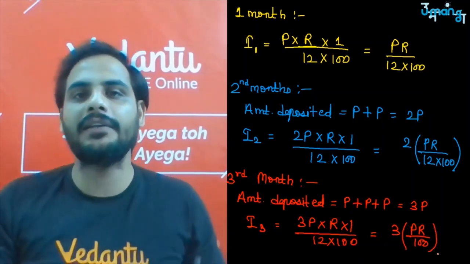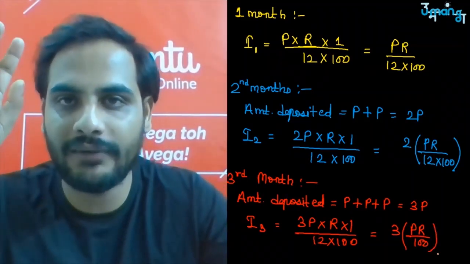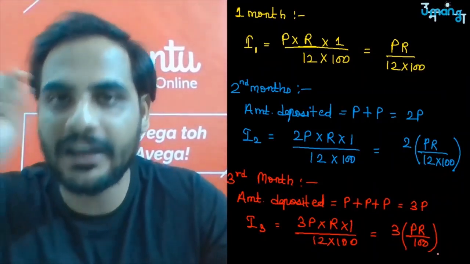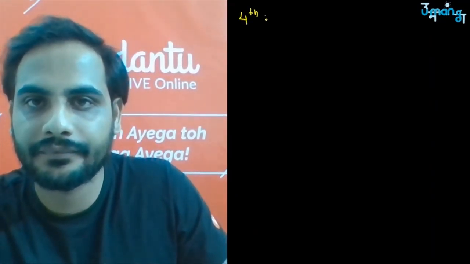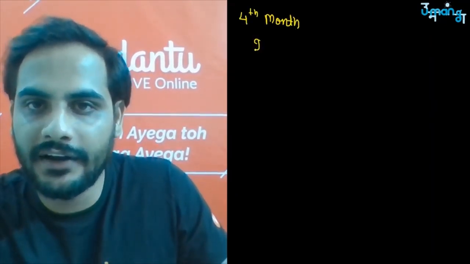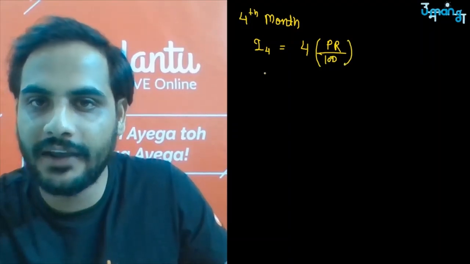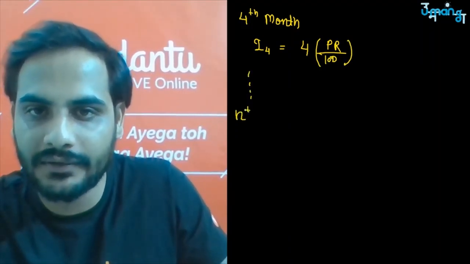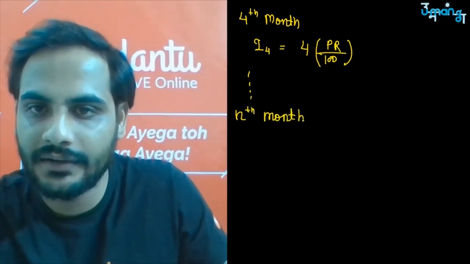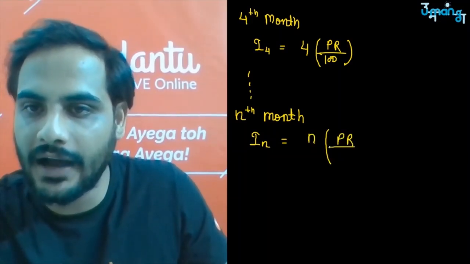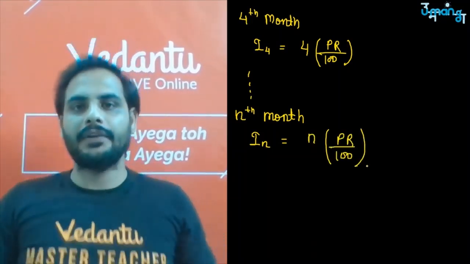Correct? So you can see a pattern. First month the interest was PR by 12 into 100. Second month it was 2 times of PR by 12 into 100. Third time it was 3 times of PR by 100. So same way you will tell now that the fourth month, the interest will be 4 times of PR by 100. So this way, if I keep going, let us say nth month, whatever number of months you are saying, let us say that is n. So interest for the nth month will be n times of PR by 100. Correct?